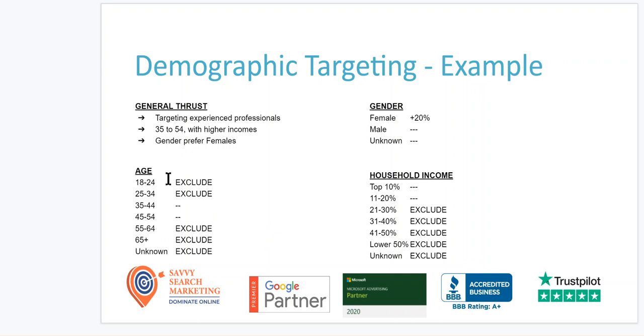For the ages, we're going to exclude all the ages except for our desired age groups. And for household income, we're only going to keep the top 20% and exclude everything else. For gender, we will bid up 20% for females while keeping the others.